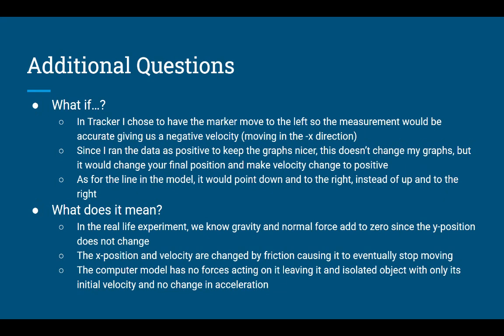And then what does it mean? We're going to look at, could we find all the forces acting on this? Now, in real life, we know gravity and normal force in the y direction add to 0. And we know that the x position is changed by only friction, right? So our initial force at this point has stopped touching the marker, and it's just the friction slowing it down. Meanwhile, the computer model has no other forces acting on it. It is just this ball moving in space with nothing. So it will just continue moving forever. And that's how we would find all the forces acting on it.